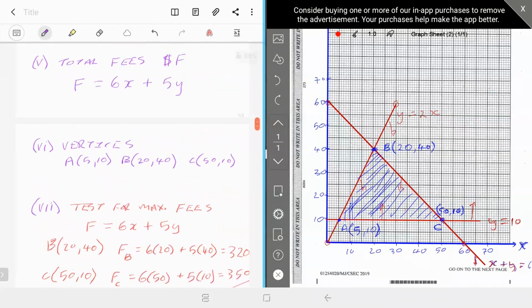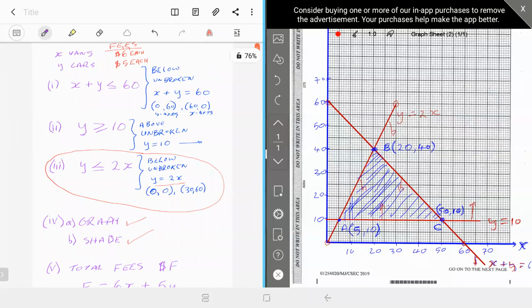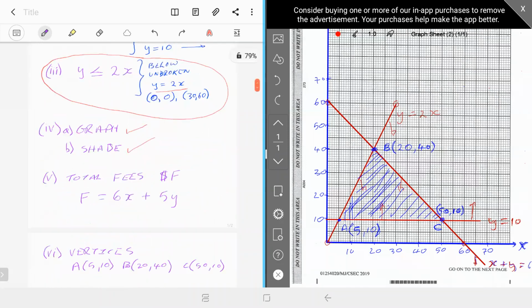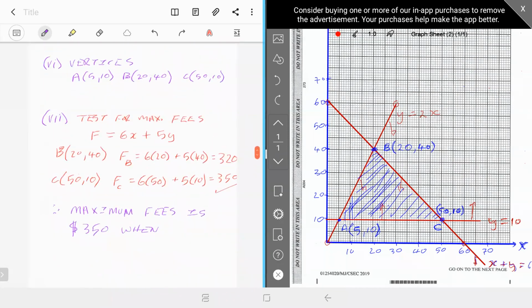which one comes first again? X was a van. X is a van, right? See, the X is a van and the Y is a car. Make sure the X is a van and the Y is a car. So when 50 vans and 10 cars are parked. And that's it. Nice and easy.